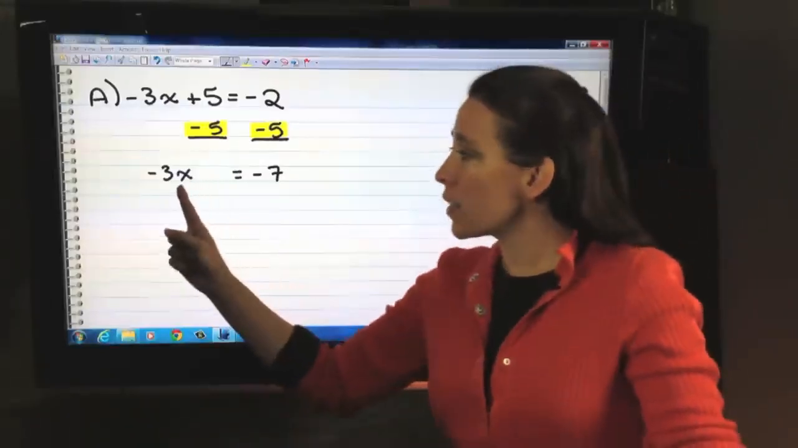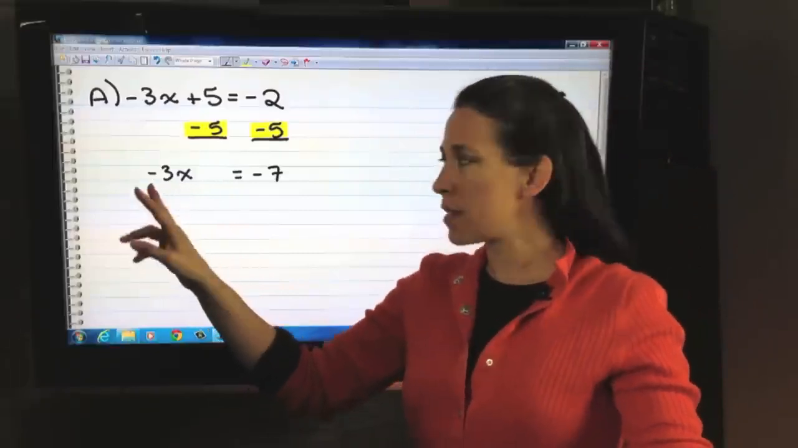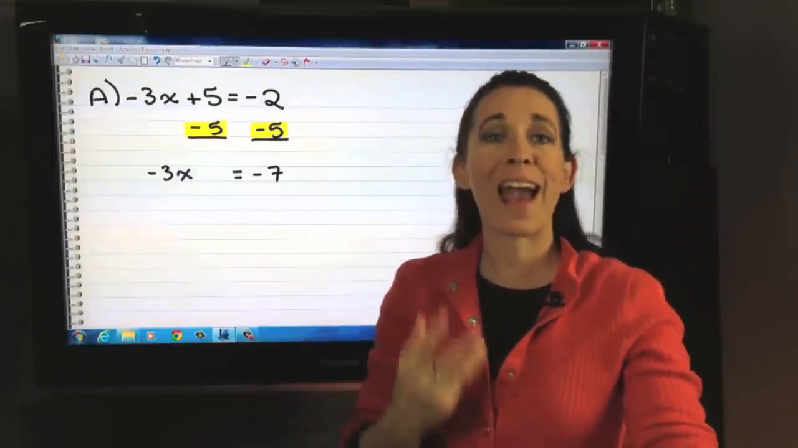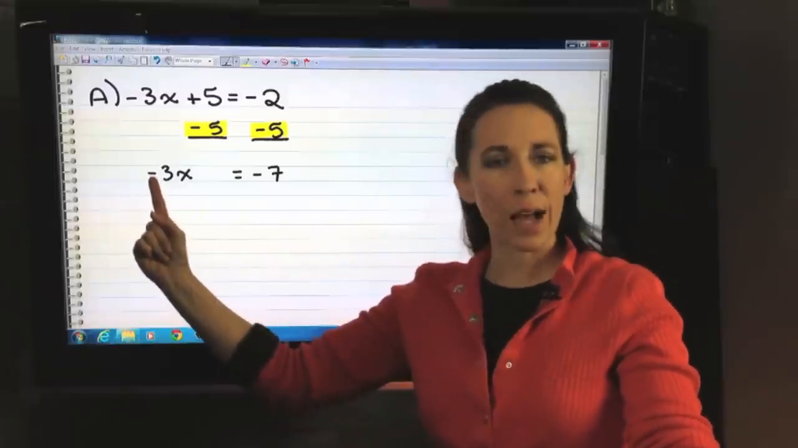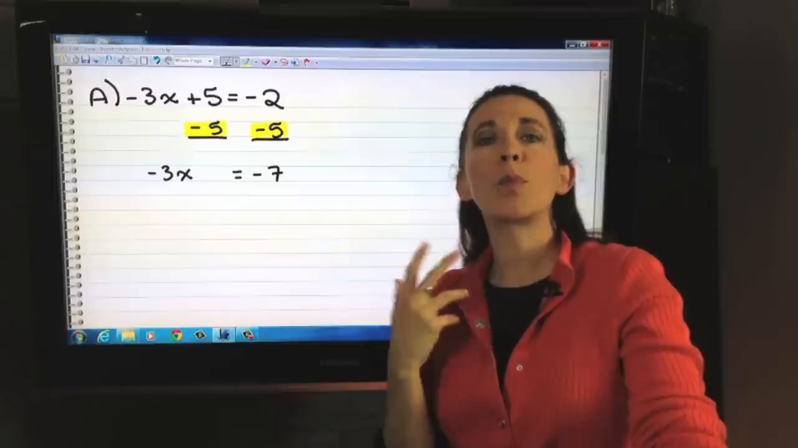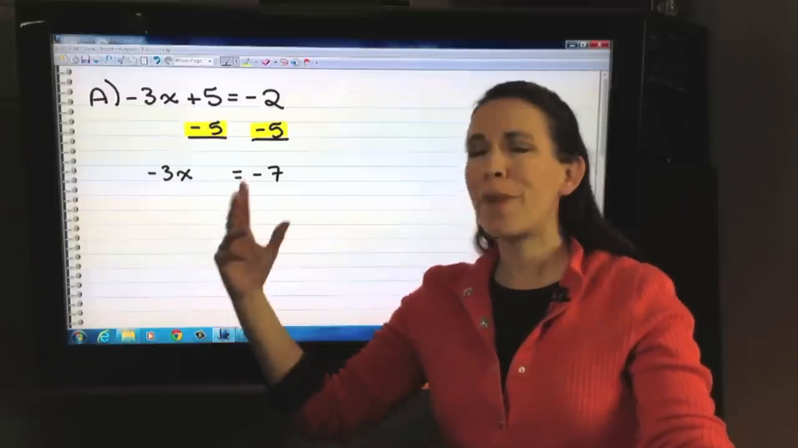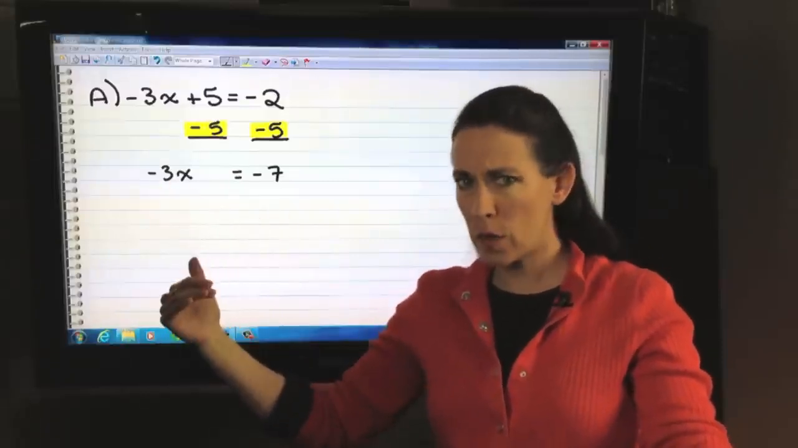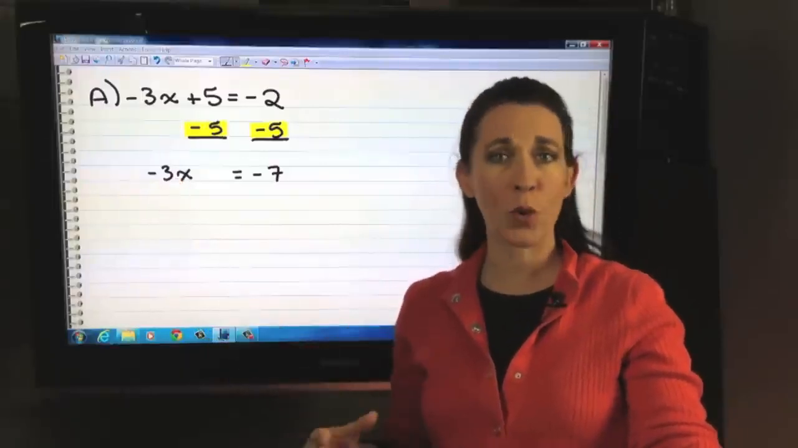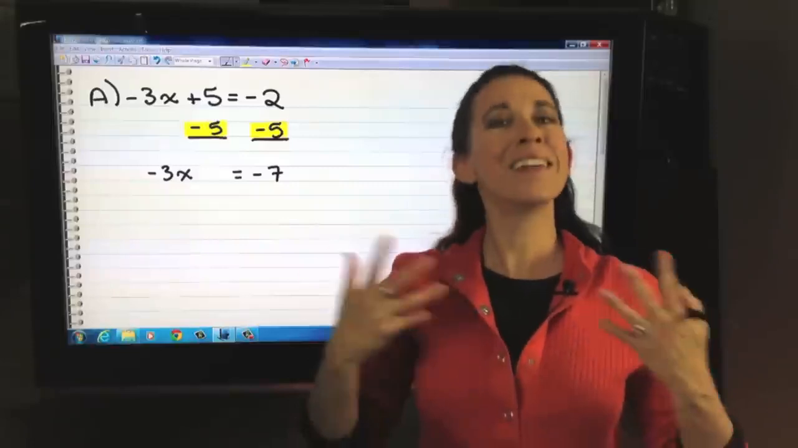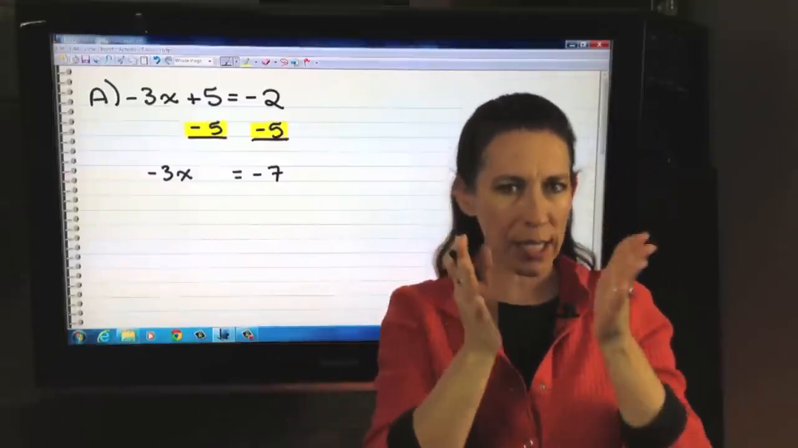A common mistake that we see here often is because this is a negative 3, they want to add 3 or divide by a positive 3. They're wanting to do the opposite of this sign. But remember, we're doing opposite operations. It's not 3 minus x or x minus 3. It's negative 3 times x. We're multiplying. So what undoes multiplication? Division. Good. We're whittling it down.